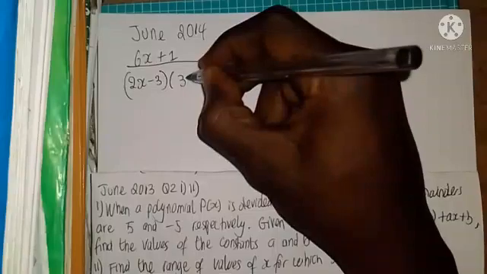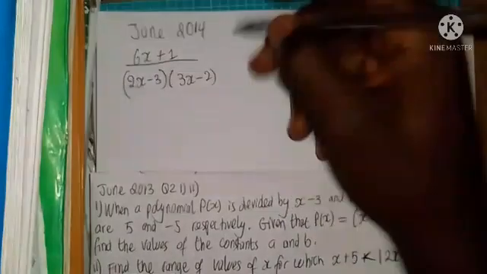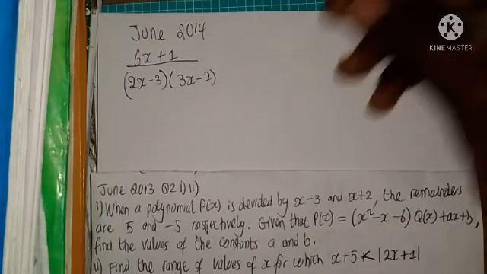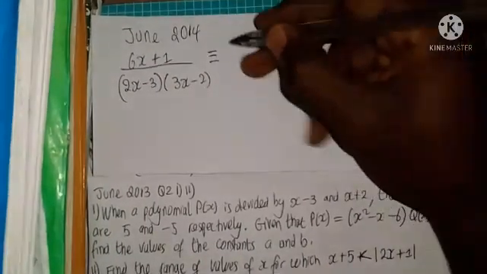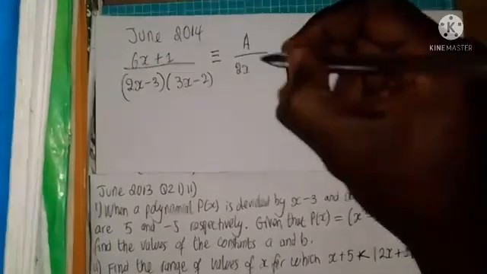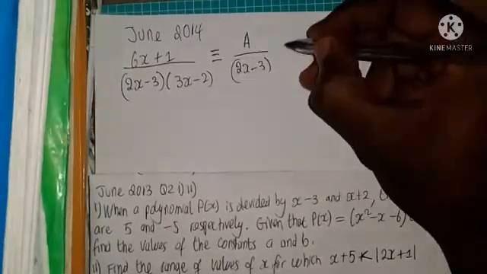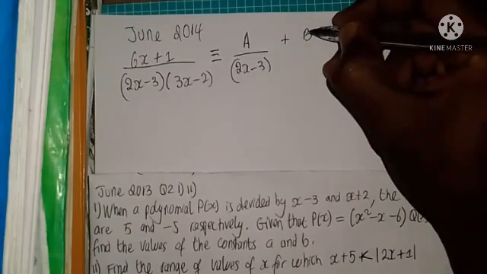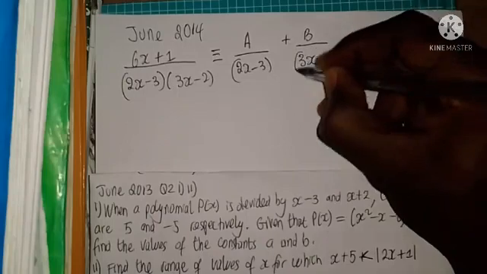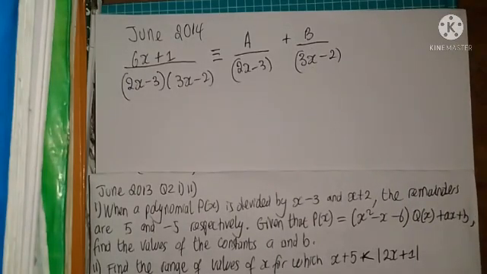into (3x - 2). Okay, now in this case, since we have two factors in the denominator, it is going to be equivalent to A on (2x - 3) plus B on (3x - 2). Okay, so we know what comes next.